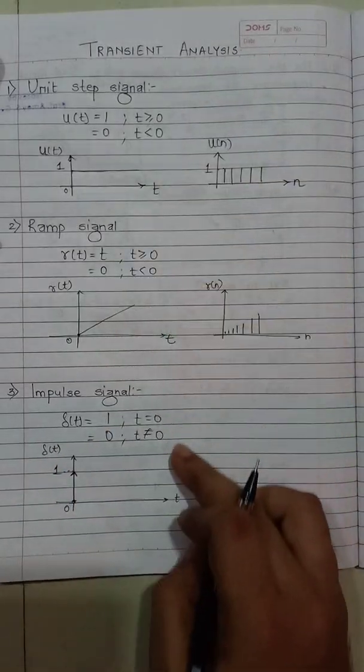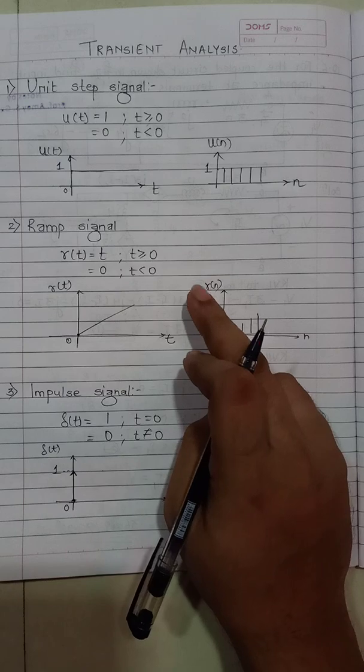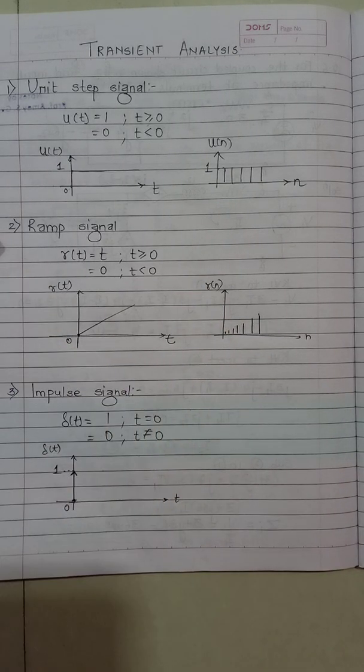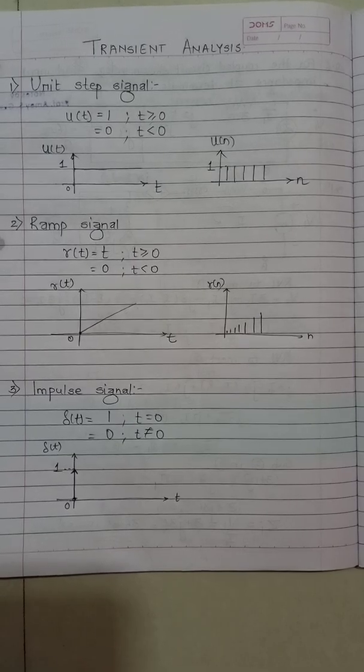So these are the three types of signals: unit step, ramp, and impulse, right? So this is the beginning of transient analysis.